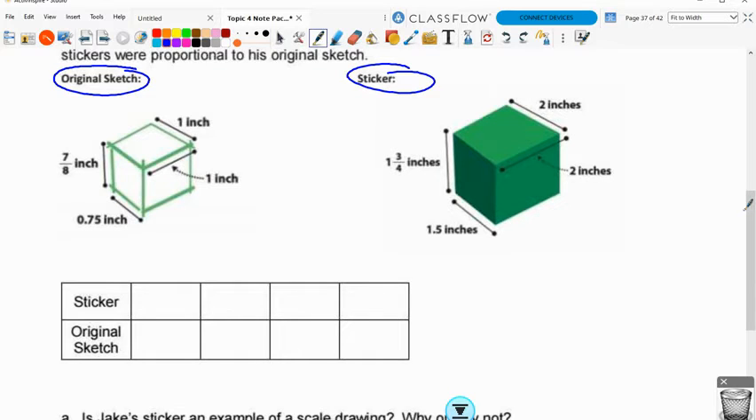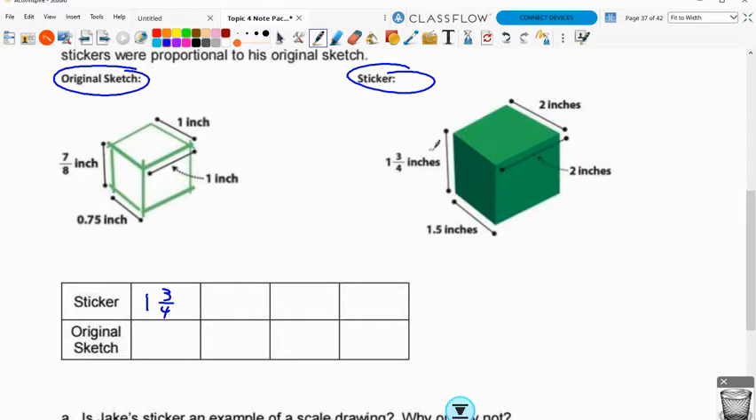Okay, so what we're going to do in our table, we can see that we've got the top row labeled for the sticker, the bottom row labeled for the original sketch. What we're going to do is take a value from the sticker, and we're going to compare it to the corresponding length on the original sketch. So let's take a look at the sticker, which is this right here. And why don't we take this 1 3/4 section right here. So under sticker, I'm going to put 1 3/4, okay, and that's measured in inches.